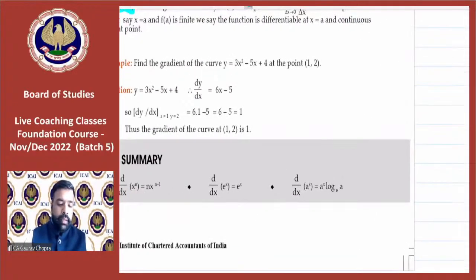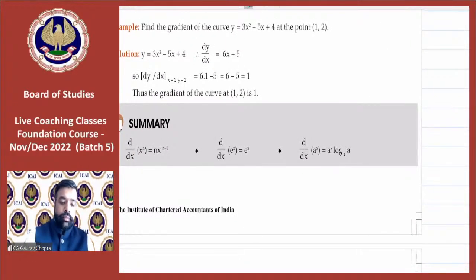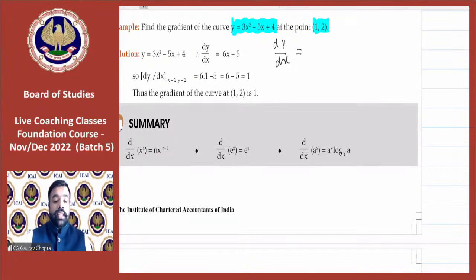So for example, we try this question. The question says, find the gradient of the curve at the point (1, 2). Whenever gradient is there, the first step is to find dy by dx. That is the first order derivative. So let us calculate dy by dx. y is 3x square minus 5x plus 4. So for 3x square, we will write 6x. For minus 5x, it will be minus 5. So 6x minus 5 is the derivative. This is the first step.